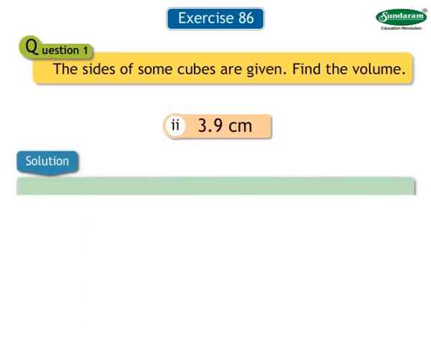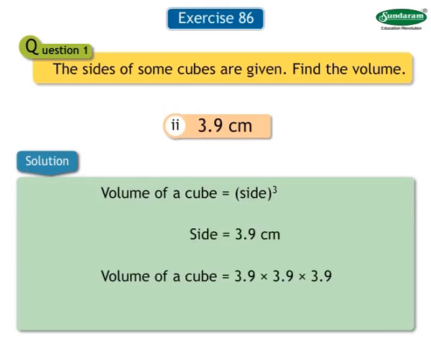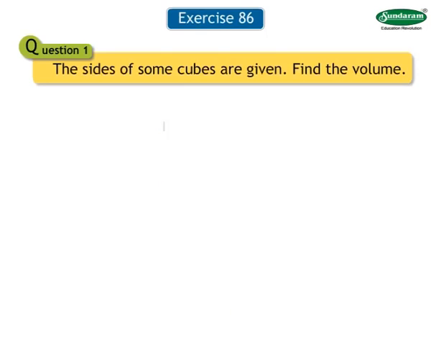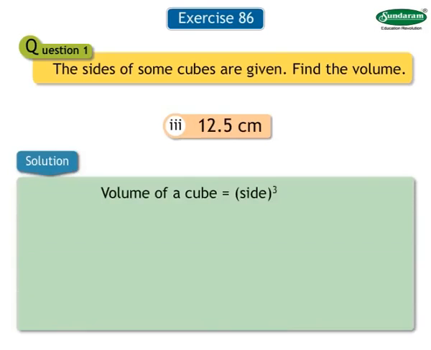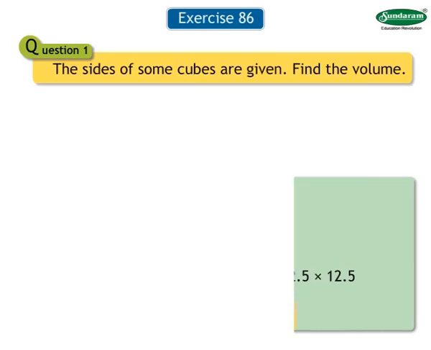2. 3.9 centimeters. Solution. Volume of cube is side cube. Side is 3.9 centimeters. Volume is equal to 3.9 into 3.9 into 3.9, which is equal to 59.32 cubic centimeters. 3. 12.5 centimeters. Solution. Volume of cube is side cube. Side is 12.5 centimeters. Volume is equal to 12.5 into 12.5 into 12.5, which is equal to 1953.13 cubic centimeters.